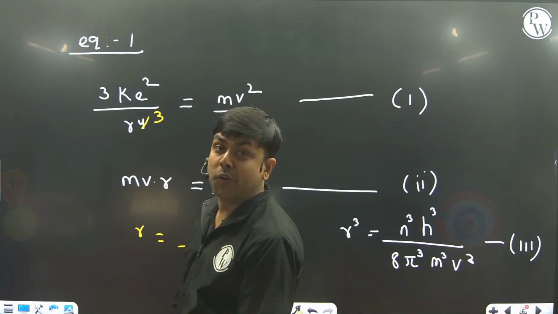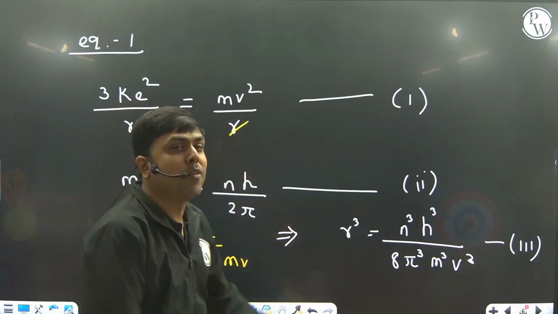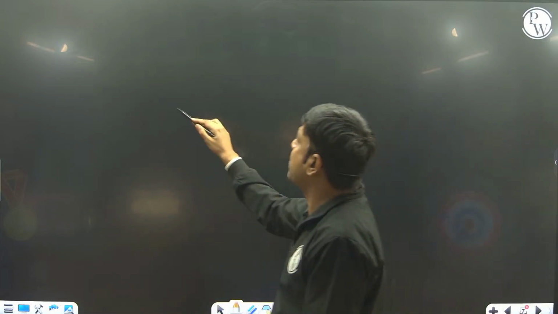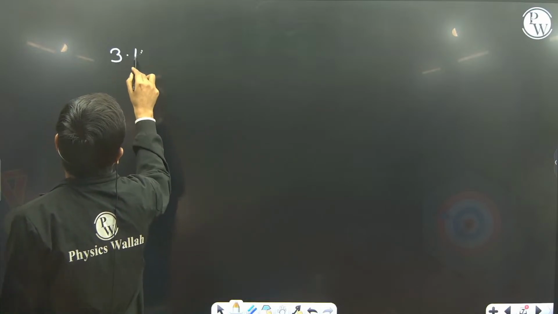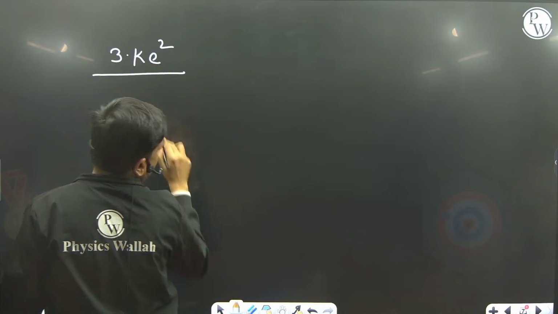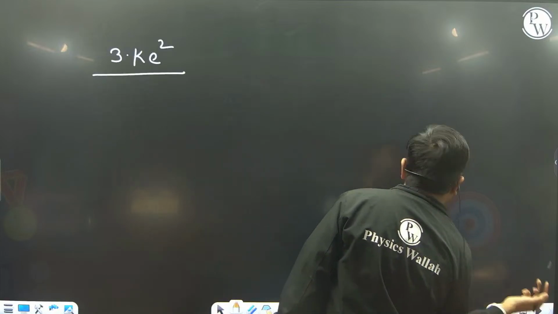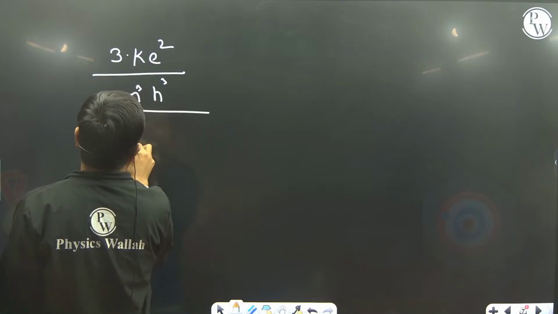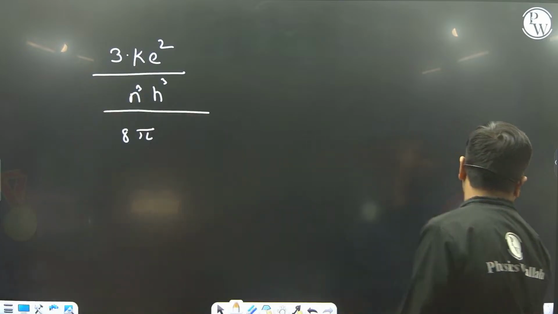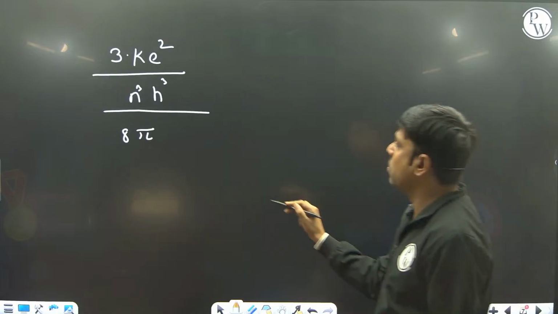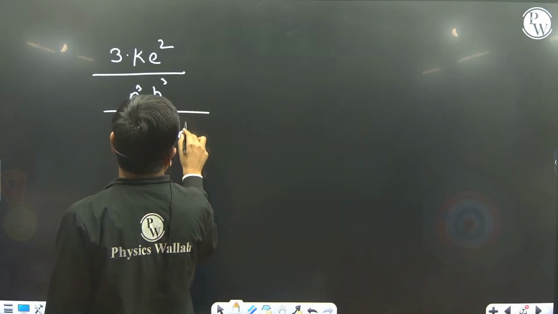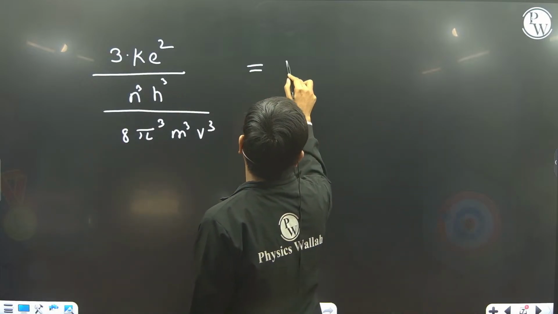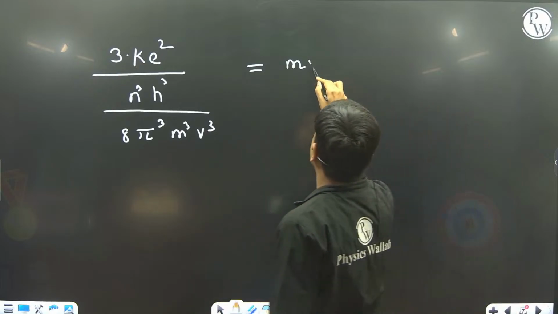Now we need to substitute this value of rq in equation number 1. Let us try to do it. So it's 3 k e square upon rq value, which is n cube h cube upon 8 pi cube mq vq. Here mq vq is equal to m v square.